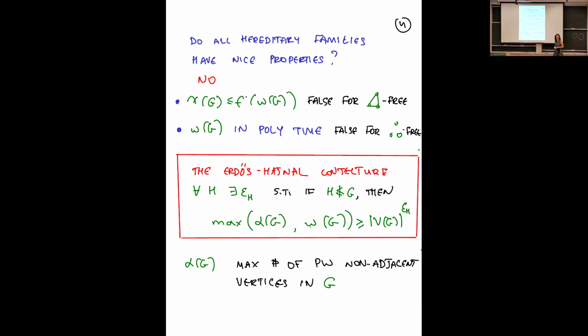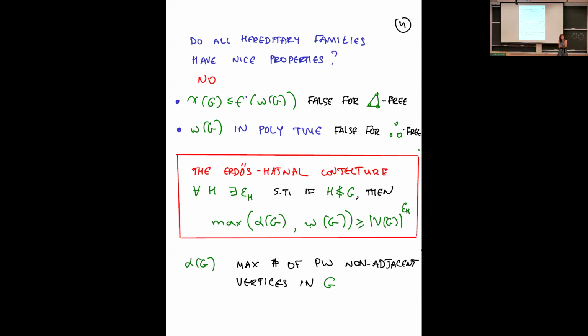That was a nice family. In general, families, hereditary families could be not nice at all. But there's a conjecture, a famous conjecture in the field, that tells you that there's a big difference between a family where something is excluded as an induced subgraph and a general family of graphs, or the family of all graphs.